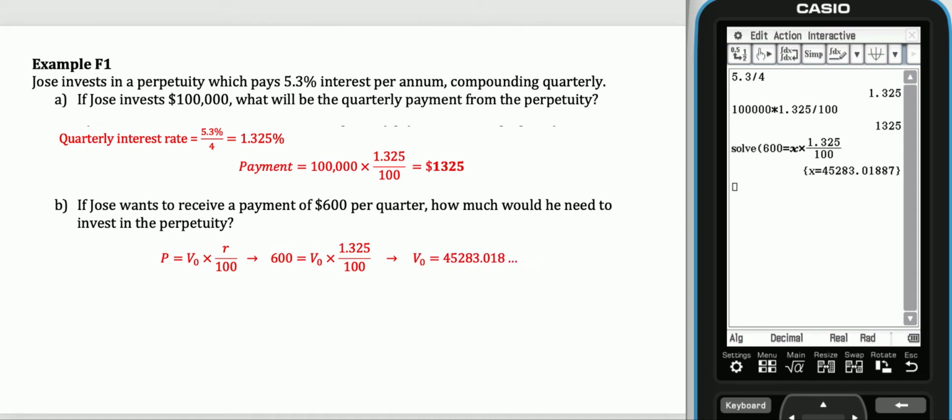and we would get that he will need to invest, or V0 would equal $45,283, and so that would be the required investment if he only wanted to receive a payment of $600 per quarter. So as you can see, with this formula, you sometimes have to work backwards to find V0 or find R, and if we do have to do that, then using solve on the calculator is the best bet.